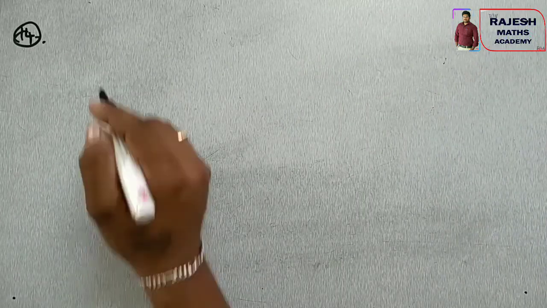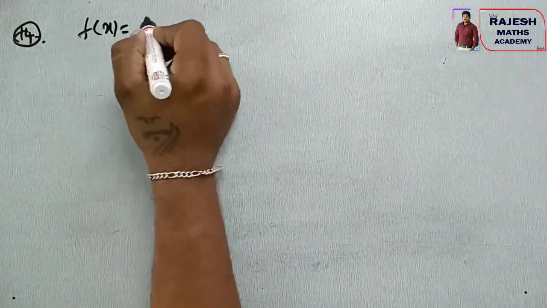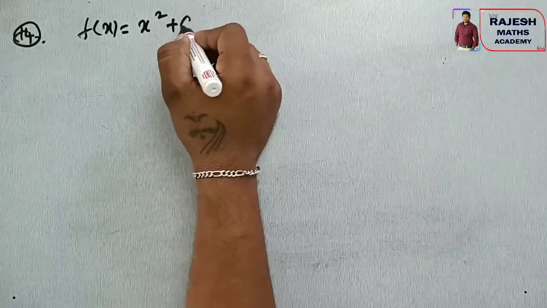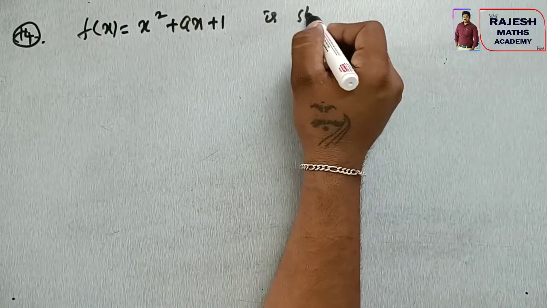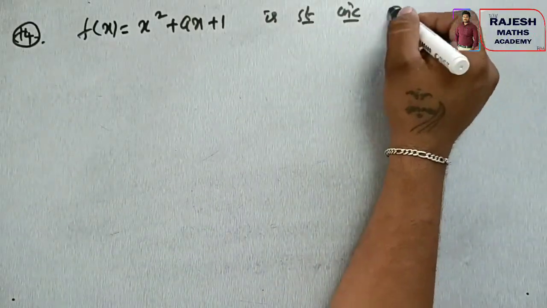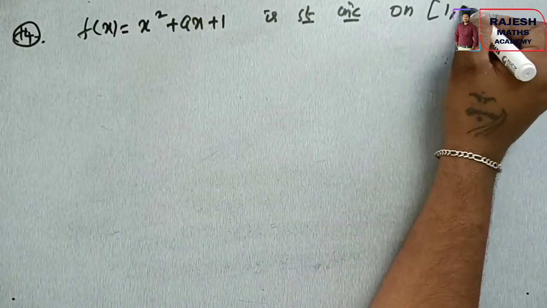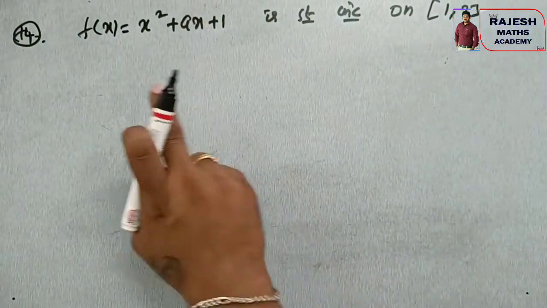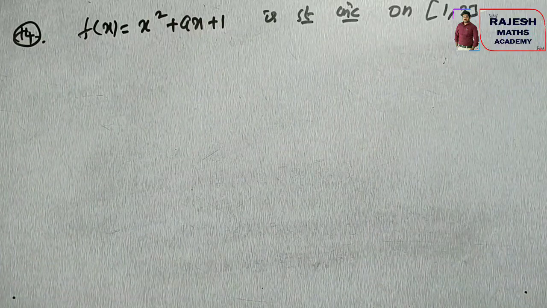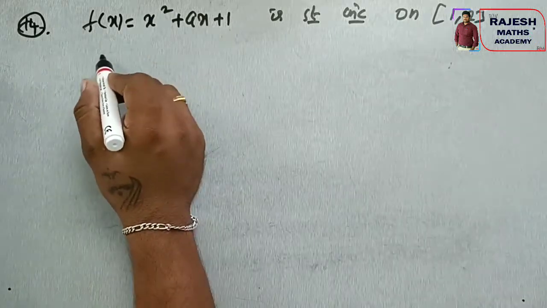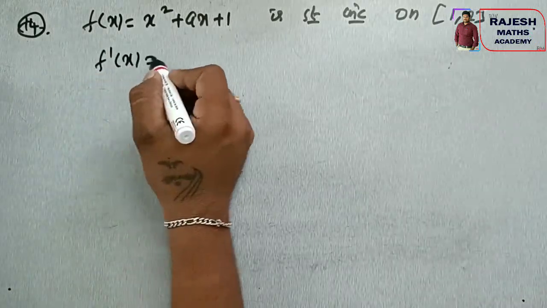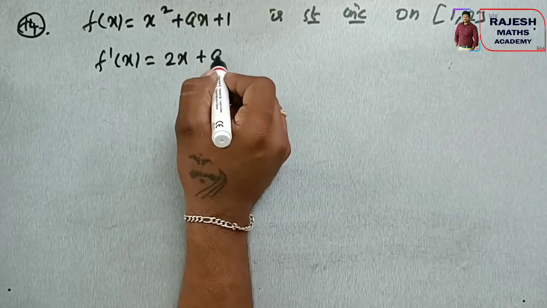Find the least value of a such that the function f given by f of x equals x square plus ax plus 1 is strictly increasing on the closed interval 1 to 2. So this function f of x is strictly increasing means we will find the value of a if the function is strictly increasing in 1 to 2. So what is f dash of x now? F dash of x equals 2x plus a.